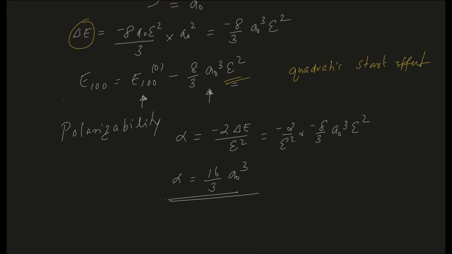So we have successfully used the time independent non-degenerate perturbation theory for estimating the correct ground state energy of the hydrogen atom in the presence of a small perturbation, that is in the presence of a small or weak electric field. So that is given by this particular expression. Okay.